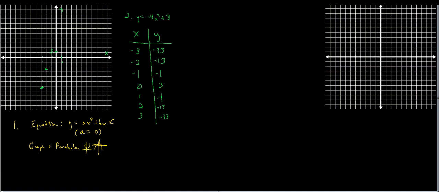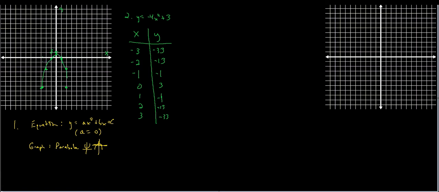At negative 1, we have negative 1. At 0, we have 3. At 1, we have negative 1. 2, we have negative 13. And 3, we have negative 33. And then we connect the dots with a smooth curve.